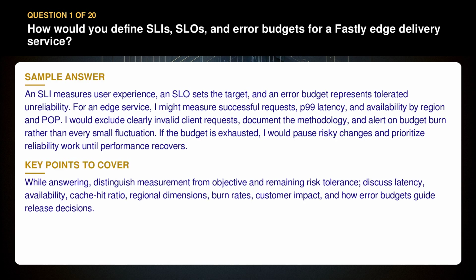While answering, distinguish measurement from objective and remaining risk tolerance. Discuss latency, availability, cache hit ratio, regional dimensions, burn rates, customer impact, and how error budgets guide release decisions.